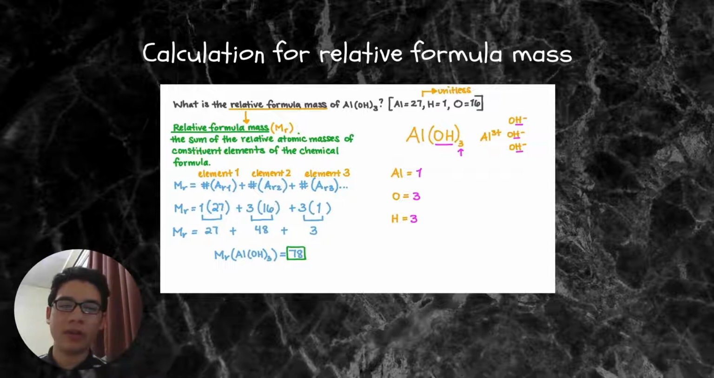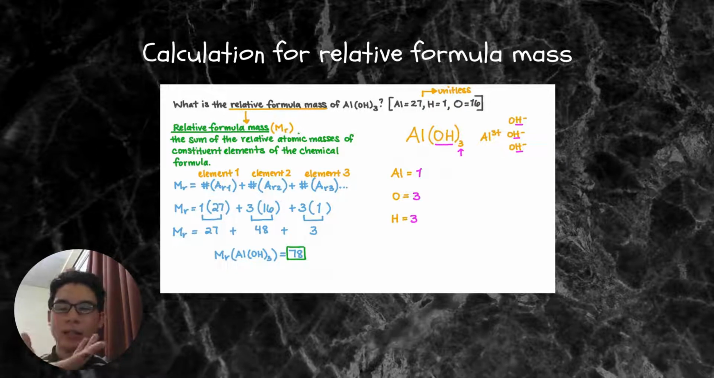Now, this is the calculation for relative formula mass. I want you to pause this video to look at the questions and the answers given, and try to understand and compare the relative formula mass with the relative molecular mass. After you pause it and compare, you can see the similarity of both: they both use the method of adding all the relative atomic masses of atoms present in an ionic or a molecular compound.